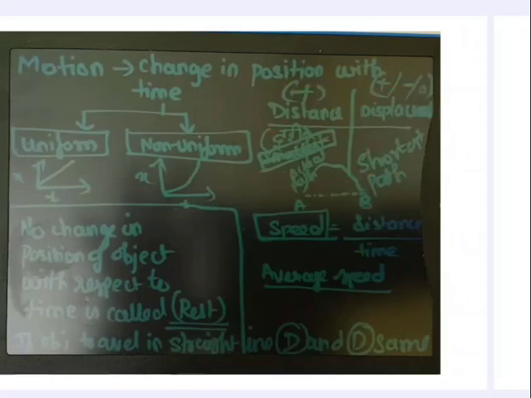So here is the difference. We'll understand it one more time. Motion is nothing but movement of any object with respect to time. So the definition of motion is the change in position of any object with respect to its time. So this motion is the change in position of any object with respect to the time.